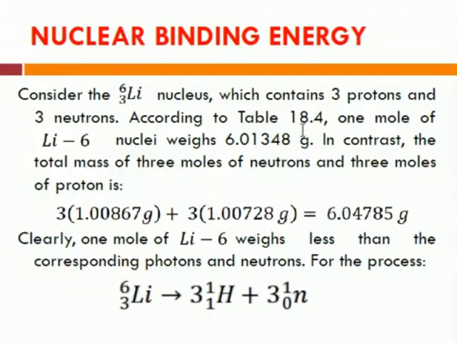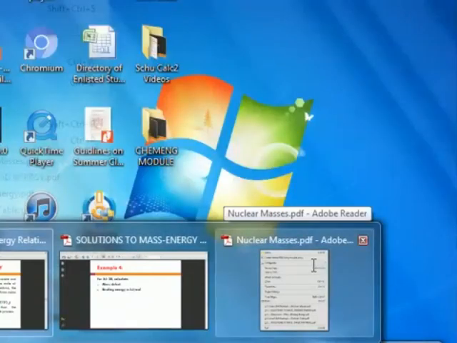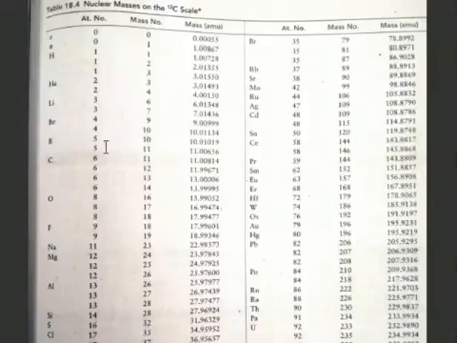So according to table 18.4, which is the table of nuclear masses, 1 mole of lithium-6 nuclei weighs 6.01348 grams. So let's verify the nuclear mass of lithium-6. So lithium-6, this one, 6.01348. Okay.